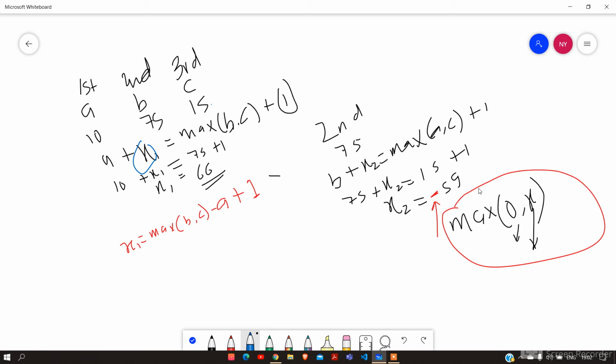So to make it in a generalized form, what we will do is for every person we will print max of 0 comma that value received. If this value is non-negative, then it will print that value itself, otherwise it will print 0.